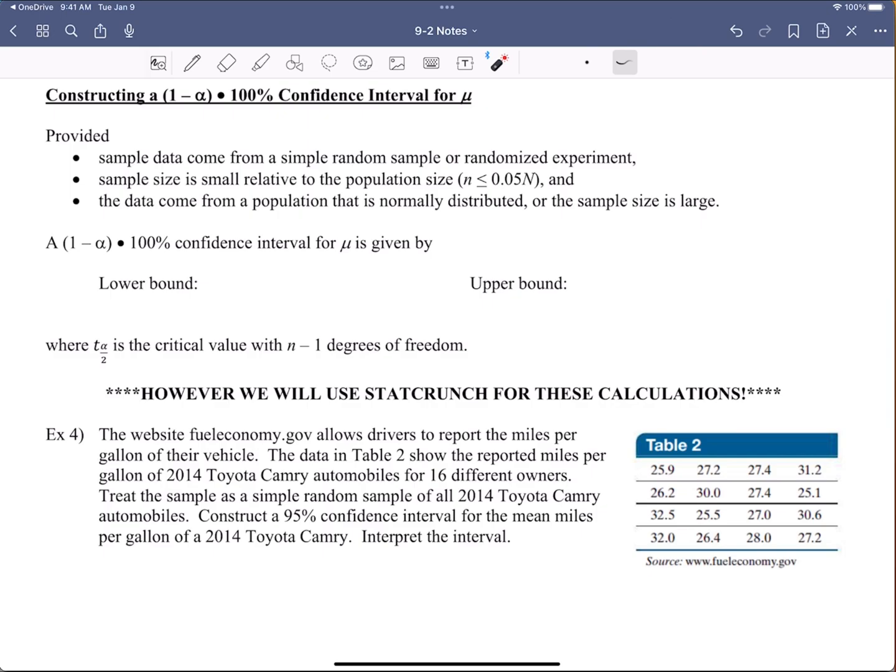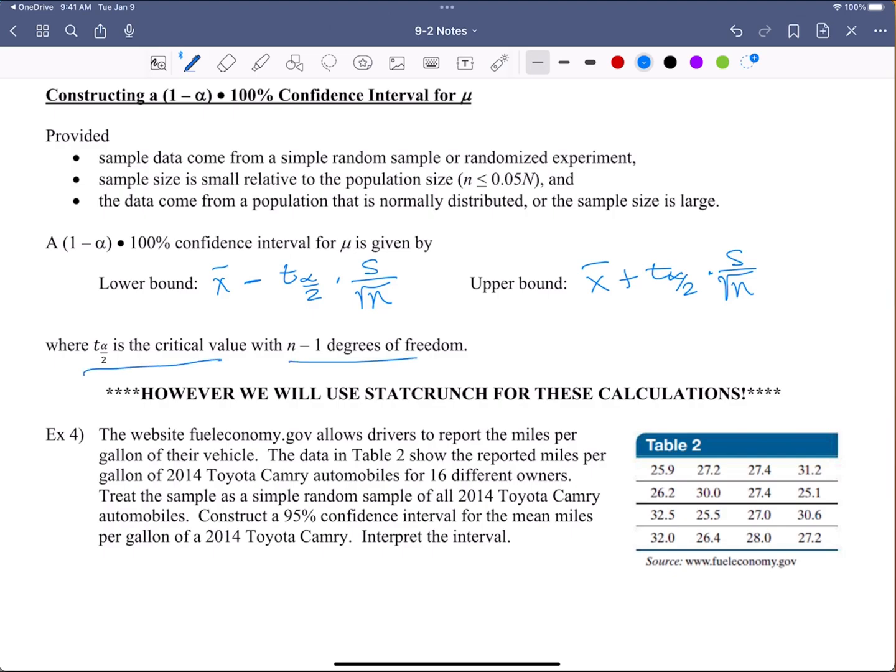All right, okay. So we are going to look at some percentage of confidence for mean, and it's given by this formula. X bar, which is our point estimate, minus, because it's the lower bound, t alpha divided by 2 times the sample standard deviation over the square root of n. The upper bound is my point estimate plus t alpha divided by 2 times the sample standard deviation over the square root of n. Now, t alpha divided by 2 is a critical value, and n minus 1 are degrees of freedom.